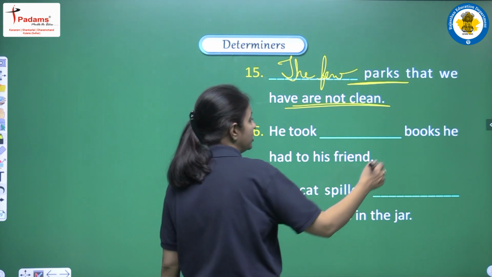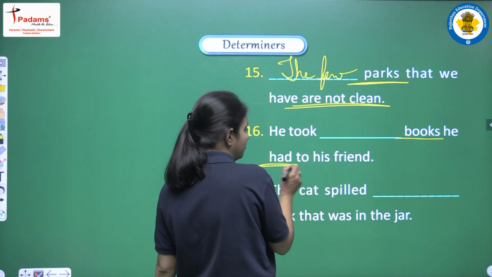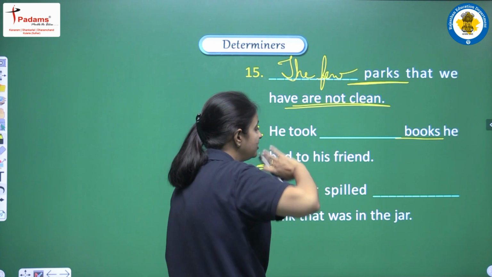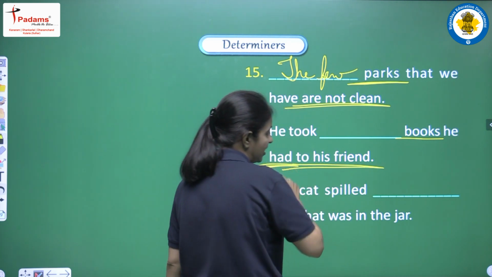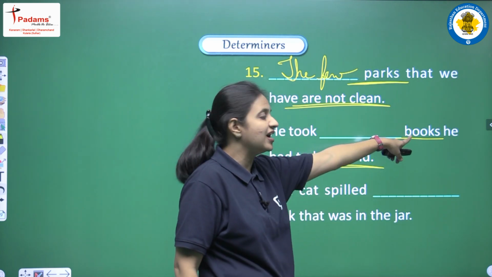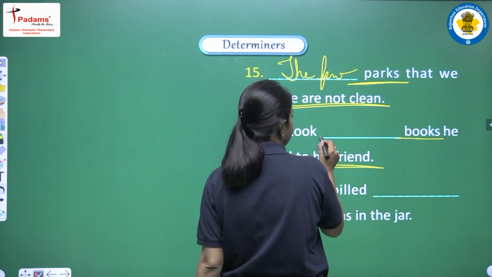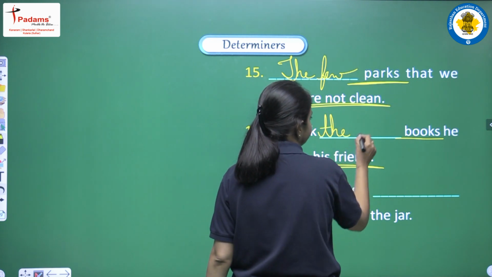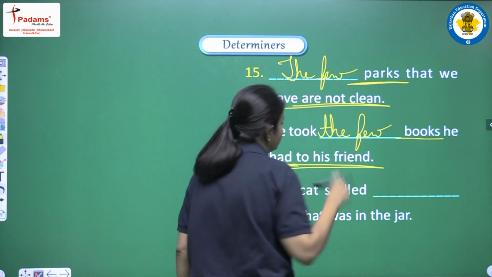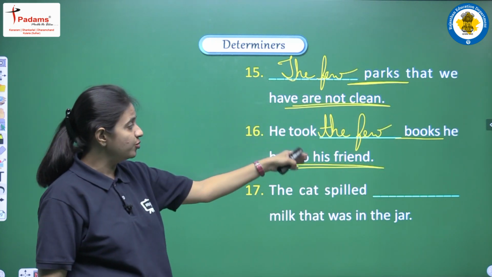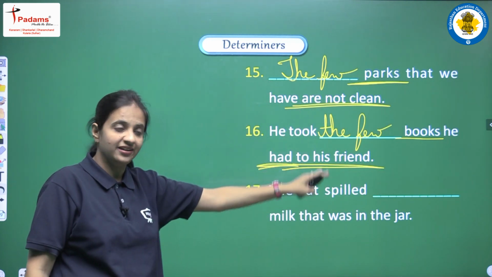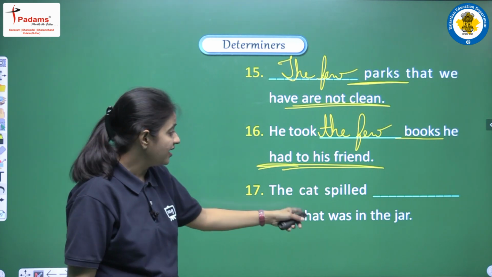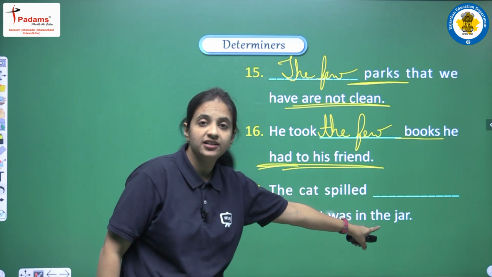Again we are talking about the total number of the books that he was having, because he took that total number of the books to his friend, and to show the totality, when we are having a countable noun we always use the few. So the answer will be he took the few books he had to his friend. Next sentence, the cat spilled milk that was in the jar.